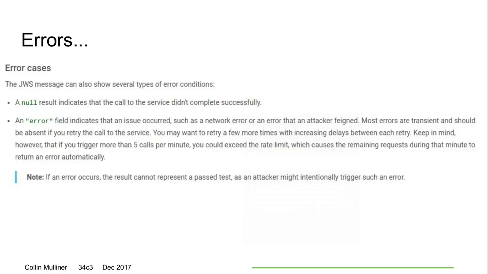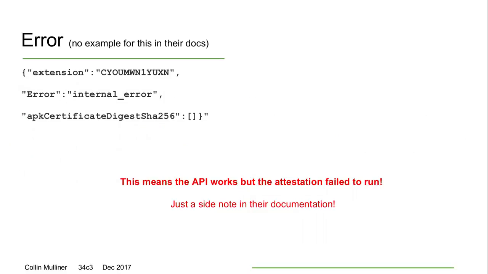The big issue with SafetyNet and the attestation API is error states. There's a ton of different errors, and if you don't know what you're dealing with, you can very easily bypass the entire system if you as an implementer aren't aware of the error messages.